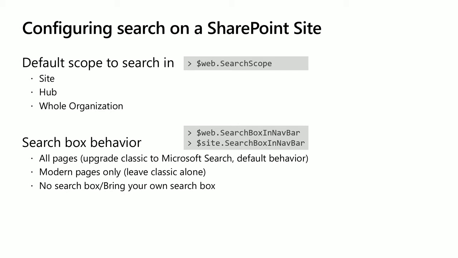We are soon introducing a new property that defines your search box behavior, and this is going to help you manage how the new search box in the suite header behaves in your particular site or site collection. So you can set it at the site collection level, you can set it at the site level, and by default, you're going to be using the modern Microsoft search box in the suite header in all of your sites. So that's going to be the default behavior.